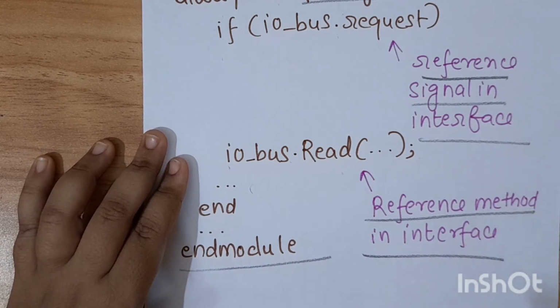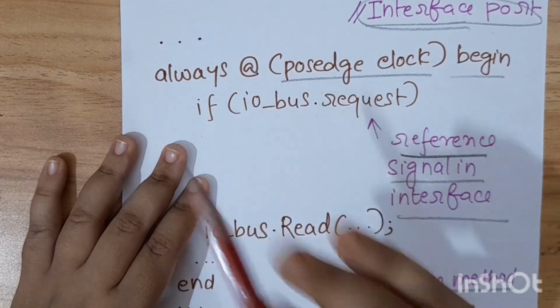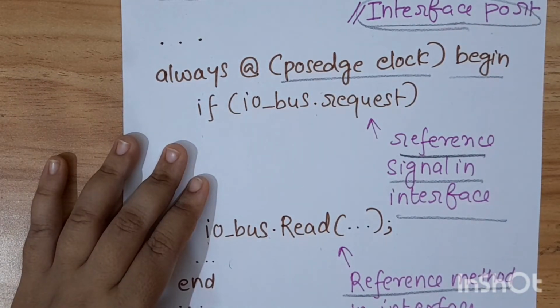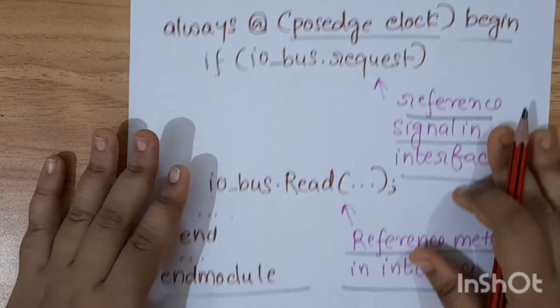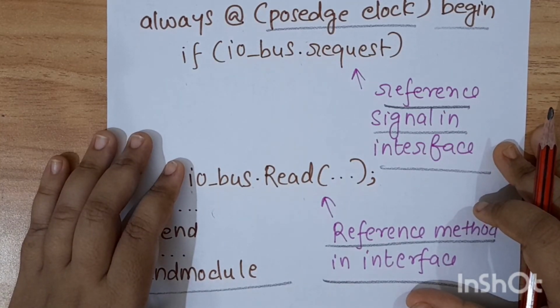And the connection with the interface IO bus of this master module will be done from the top level module top. So hope this interface in SystemVerilog is clear to you.